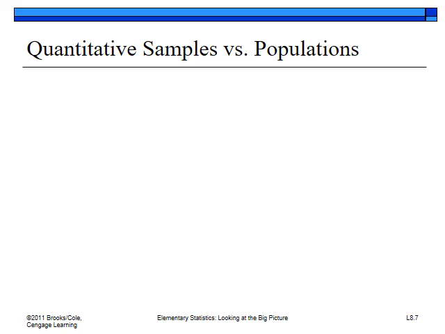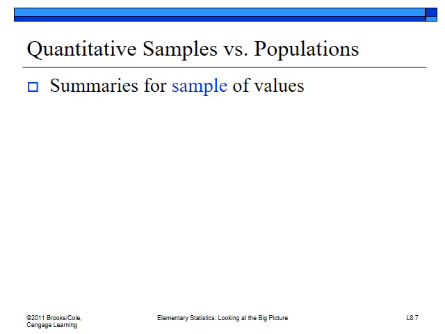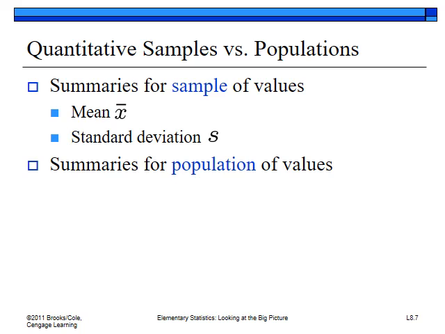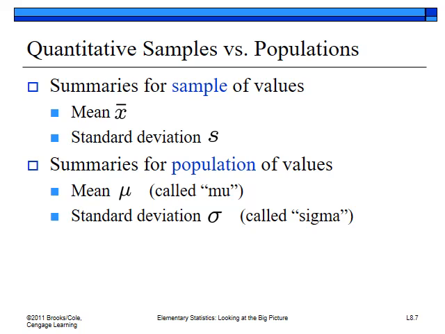And another reminder about notation. If we're looking at a sample, not a population, but a sample, we'll indicate the statistics that we're interested in with an X bar for the mean and an S for the standard deviation. If our values represent a population, we'll use the Greek letter mu for the mean and sigma for the standard deviation.